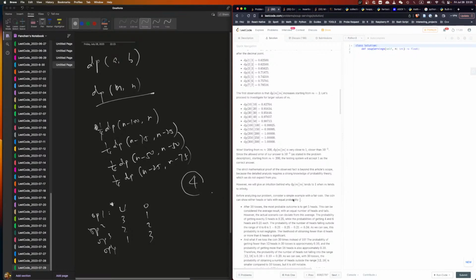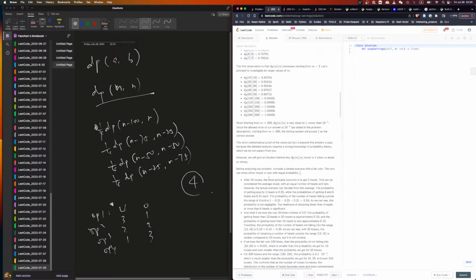Example of a fair coin. The coin can show either heads or tails. After 10 tosses, we expect an equal number of heads and tails. However, the actual scenario can deviate.